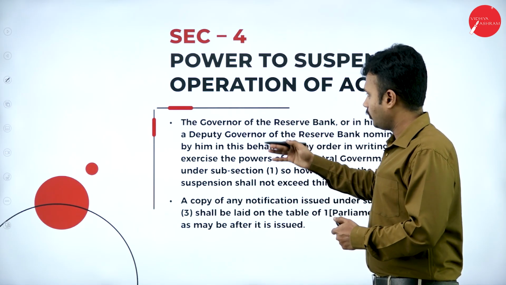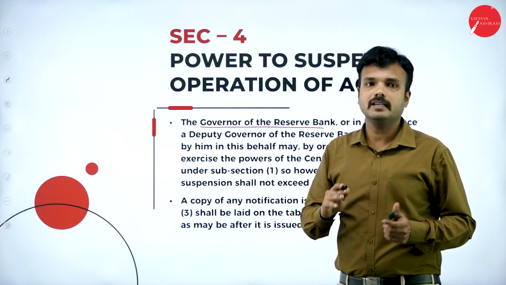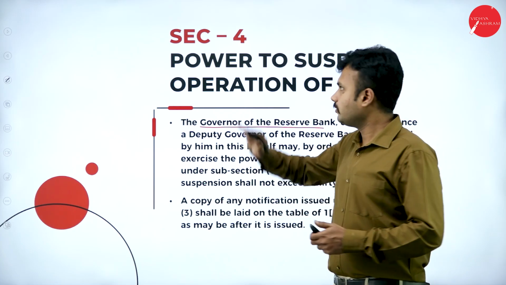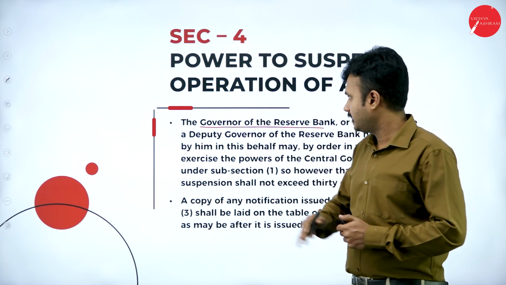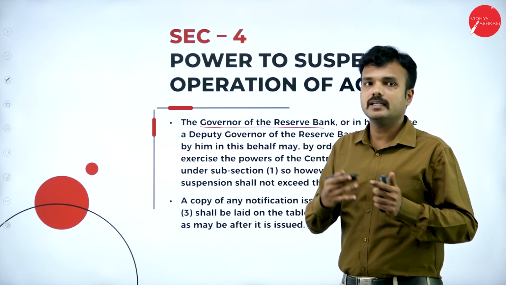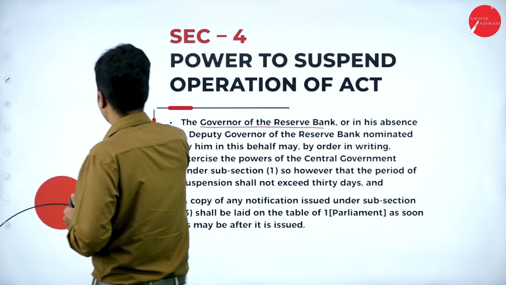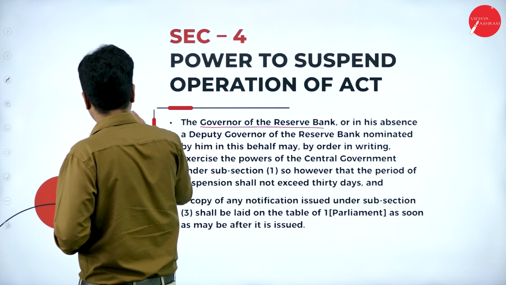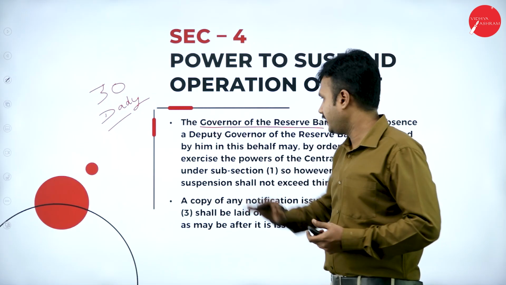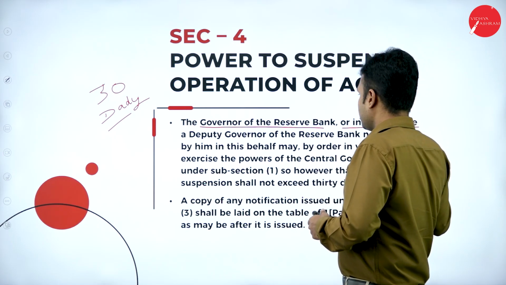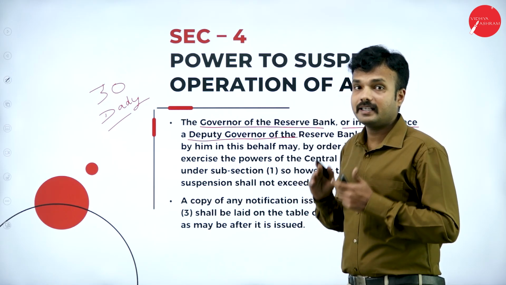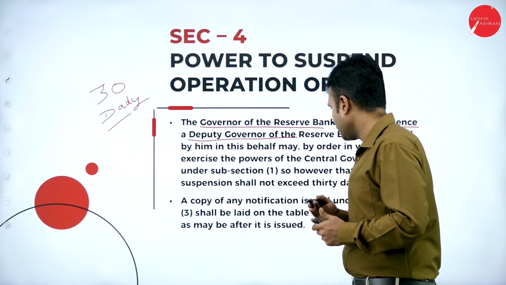And again under Section 4, it says that the Governor of the Reserve Bank of India has complete authority to suspend the operations. According to Section 4 of the Banking Regulation Act 1949, the Governor of the Reserve Bank of India has the authority or power to suspend an operation for 30 days, not more than 30 days, right? So he has the right to suspend operation for 30 days, and in an emergency situation, the deputy governor nominated by the central government has a complete right to suspend the duties.